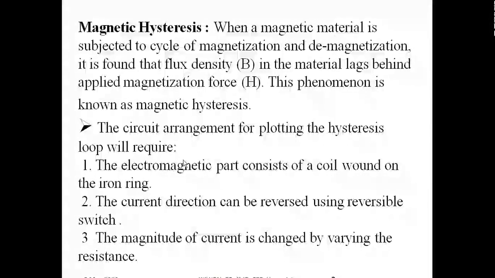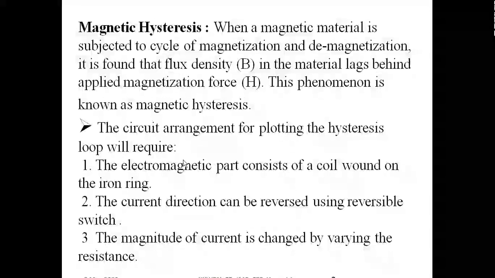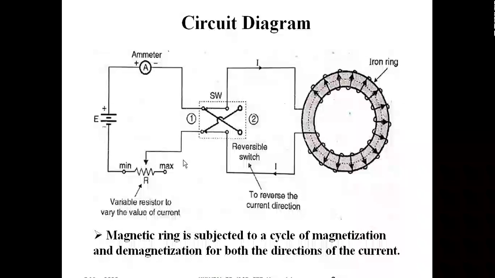These three basic requirements are shown in the next diagram, the circuit diagram to plot the hysteresis loop. On the right side we observe an iron ring of circular cross section, wound with a coil of a few turns. Let n be the number of turns of this coil.